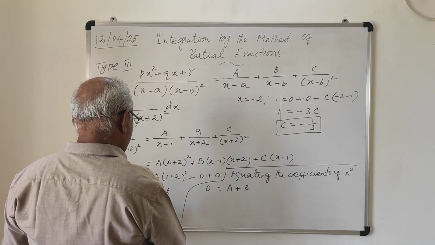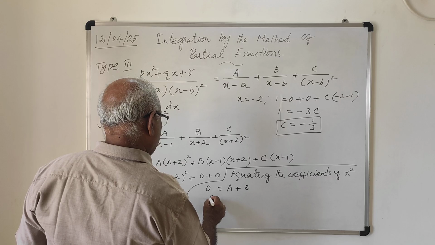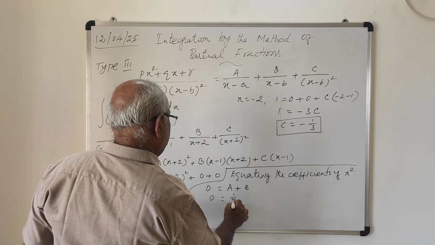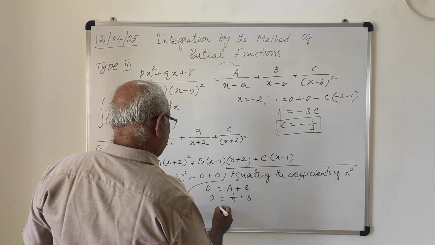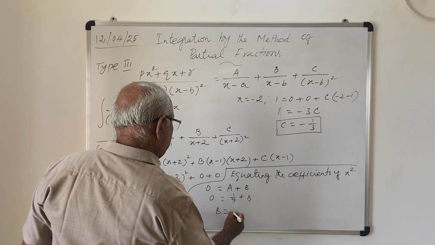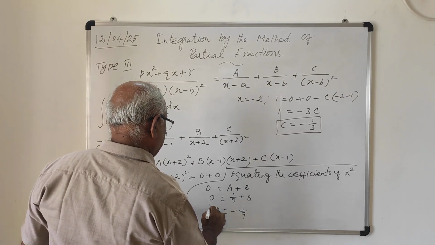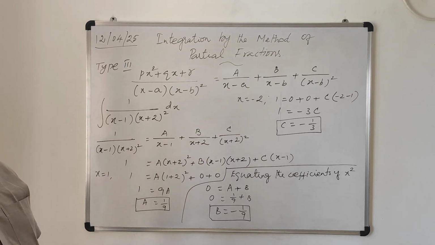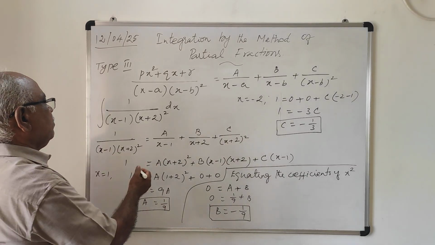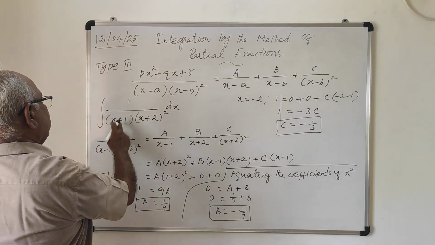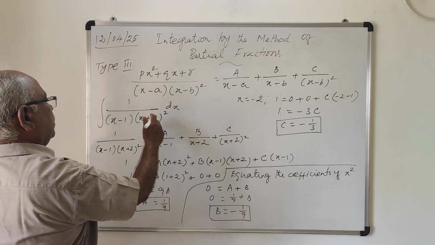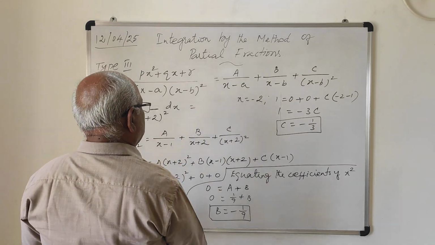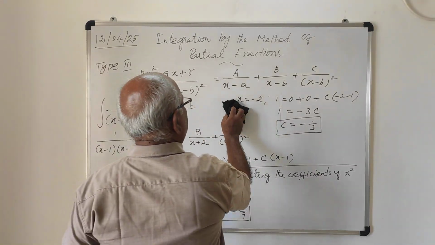From that, you know A equal to 1 by 9. So 0 equal to 1 by 9 plus B. From this you get B equal to minus 1 by 9. A is 1 by 9, B is minus 1 by 9, C is minus 1 by 3. Therefore, our problem becomes integral 1 by x minus 1, x plus 2 whole square dx equal to this one, C is minus 1 by 3.